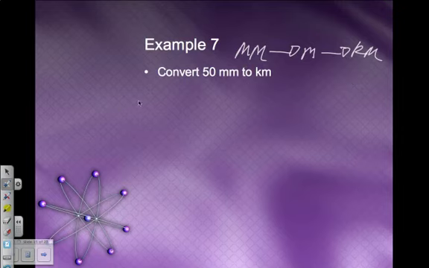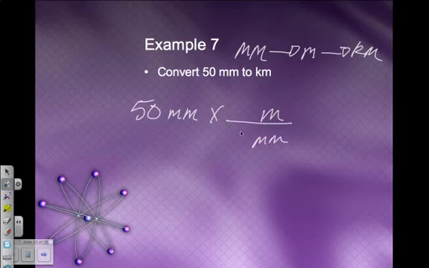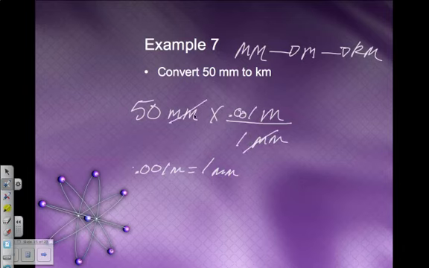So let's do 50 millimeters. I'm going to follow my map here. Go to meters. Meters is on the top. Millimeters has to be on the bottom then. I know that there are 0.001 meters in 1 millimeter. So 1. Okay, so that's my first step.